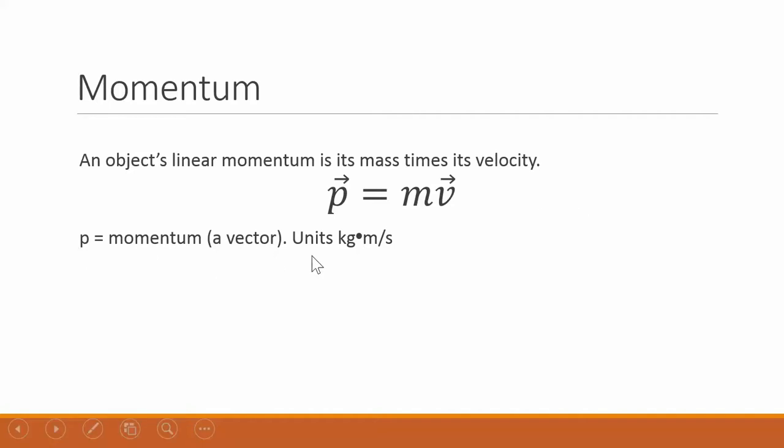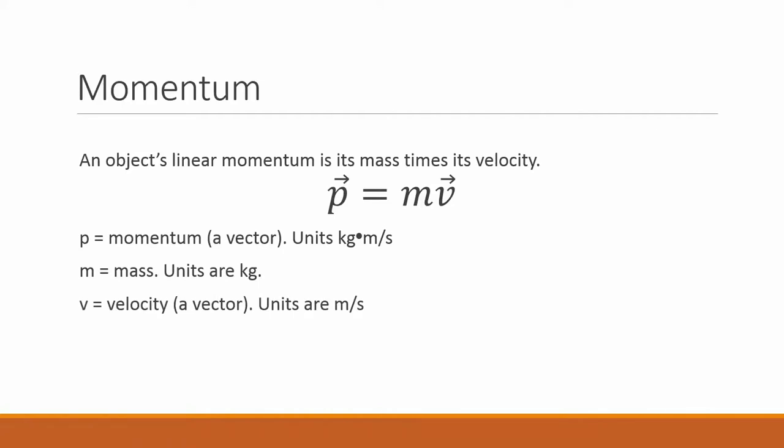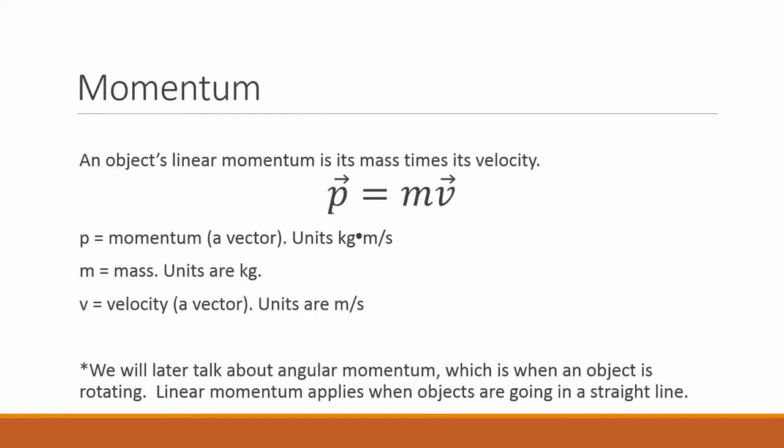The variable is p, and the units are going to be mass in kilograms and velocity in meters per second. So the units for momentum are kilogram meters per second. Later we are going to talk about something called angular momentum. This is momentum for an object that is rotating. Linear momentum only applies when objects are going in a straight line.